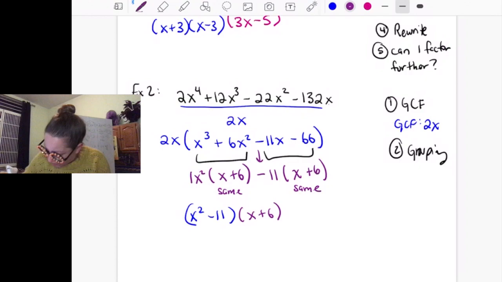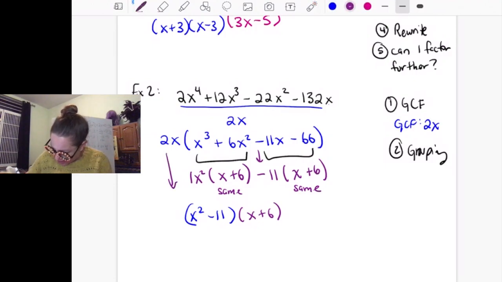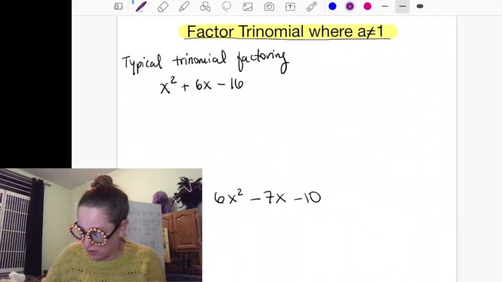And so now we write x squared minus 11 and x plus 6. And now we check if we can keep going. So are these perfect squares? 11 is not, so this is my final answer. And that's factor by grouping. I just have to remember to bring down the GCF in front. So GCF always goes in the very front. All right, so that's factor by grouping.